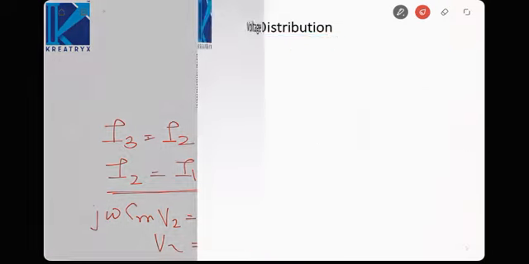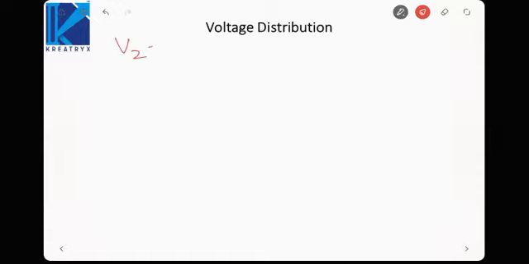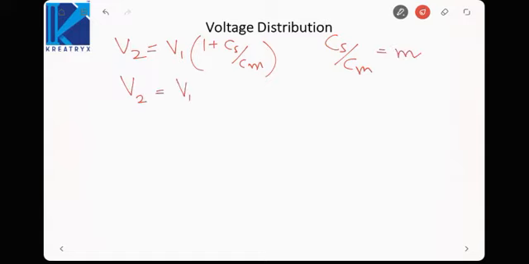Now what we do is, V2 is equal to V1 into 1 plus CS by CM. I define this term C shunt by C mutual as M. So V2 will be equal to V1 into 1 plus M. This is my first equation. Now if we apply KCL at the second node, I3 will be equal to I2 plus I2 dash.